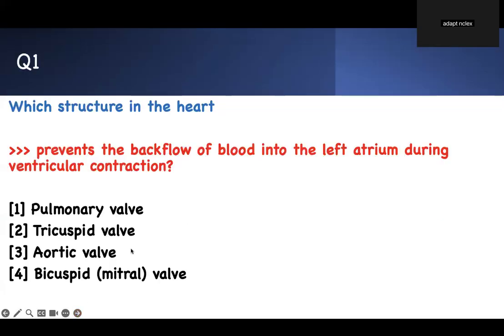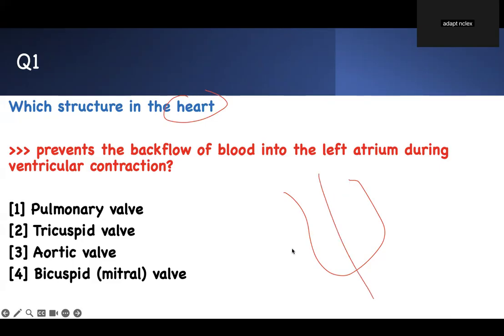This is video 2. So the first question: which structure in the heart prevents the backflow of blood into the left atrium during ventricular contraction? A bunch of words. Don't worry about it. Step back. Underline the keywords. They talk about the structure of the heart. Draw it. Prevent backflow of blood into the left atrium.